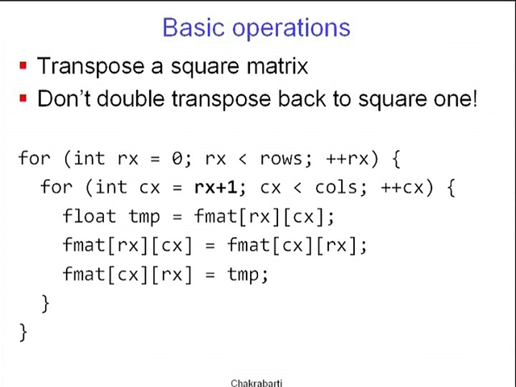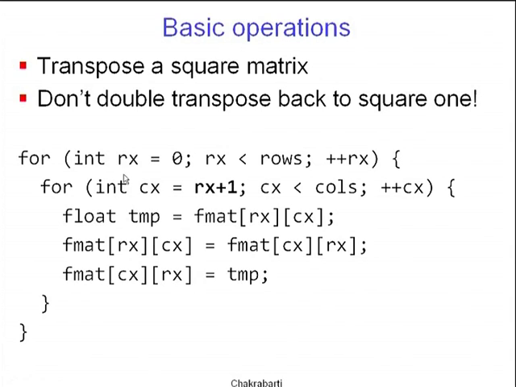How do you transpose a square matrix? So the important thing is not to double transpose. Transposition happens across the diagonal from the two sides of the diagonal, and I only need to consider each pair once. So I set up the row loop between 0 and rows, but now the column loop doesn't need to touch from 0 through rows, that is below the diagonal. It only has to start from rx plus 1. That keeps it above the diagonal. And once I get a pair rx cx that I want to flip, rx cx with cx rx, then the rest is very trivial. So I say float temp equal to fmat rx cx, fmat rx cx is fmat cx rx, and fmat cx rx is temp.